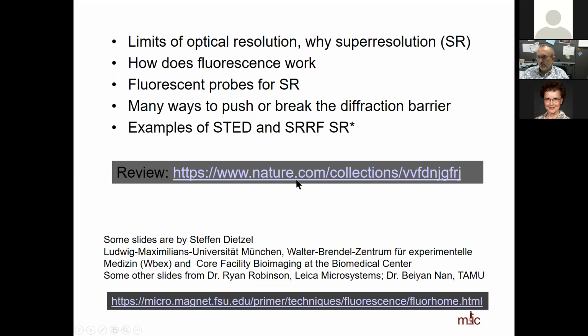So this is a really nice link for a really neat, fairly recent review from Nature regarding super resolution. And then just some disclaimers. I borrowed some of these slides or parts of them from other people. And down here, there is an explanation of lots of things regarding fluorescence microscopy. So if you want to read up further on some of these, you're encouraged to do so.